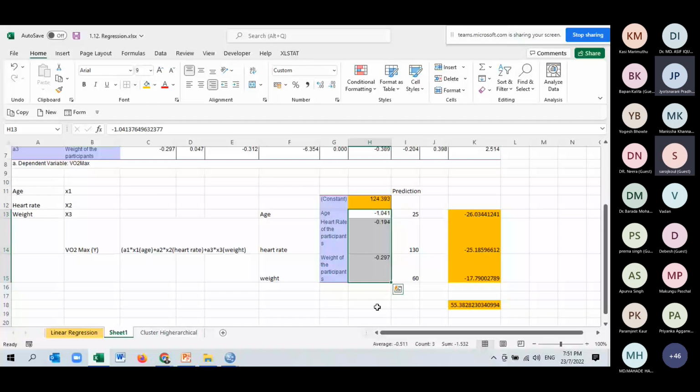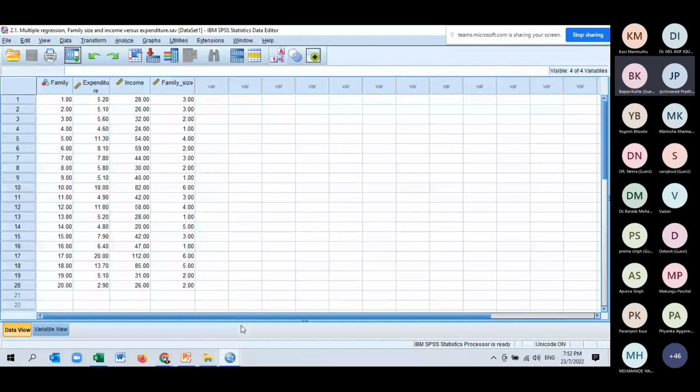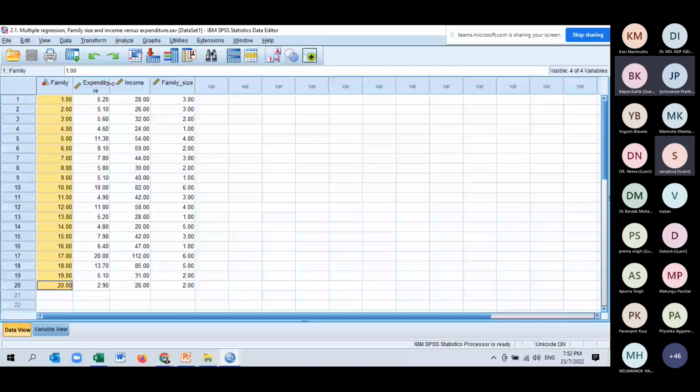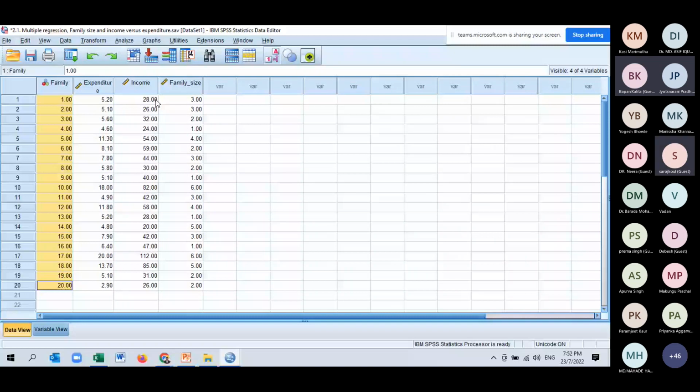Okay. So another example, which will be easier for you to understand the concept. There are 20 families. The data were collected. What data were collected? How much you spend for your house, which is expenditure, and what is your income. The income is in 1000. And another, family size, the number of family members. So income influences expenditure.